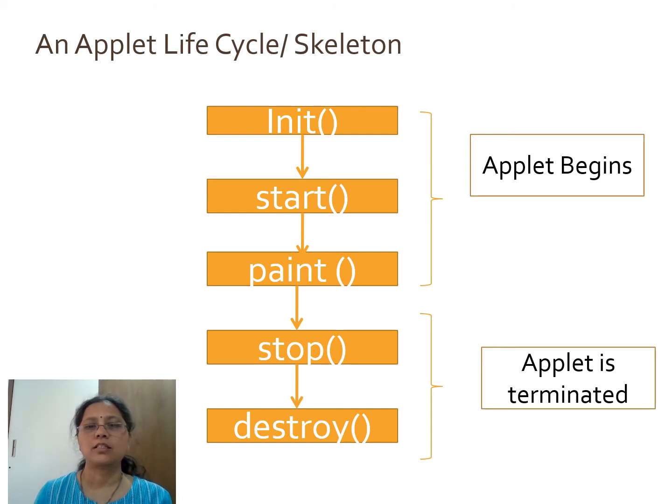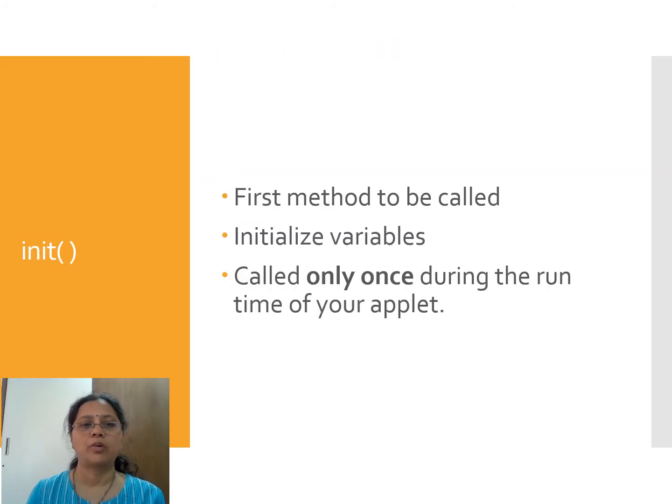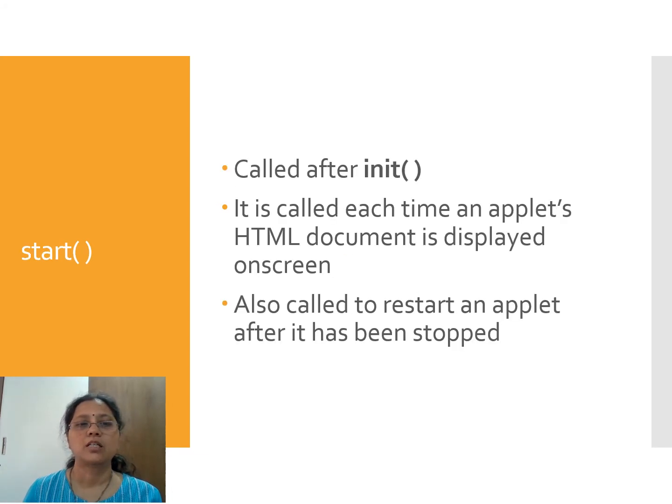Let us discuss each of these 5 methods one by one. The first method that is always called is init method. Whenever applet begins, init is the first method to be called. All the variables are initialized in this init method. Init method is always called only once during the lifetime of any applet. The second method is start method.